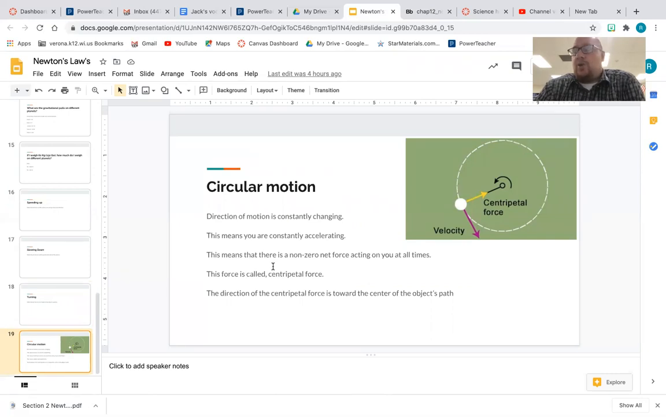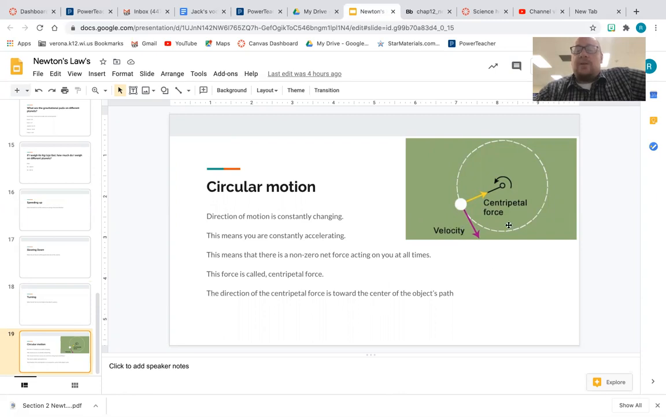Prior to Newton's discoveries, we didn't quite understand, but there is a force that is acting upon something that's being spun called centripetal force. And the reason we know that is because when we spin things, there is a pull or a push away from things, and it's a non-zero force that's acting on that. If it were a net zero force, it wouldn't be moving.